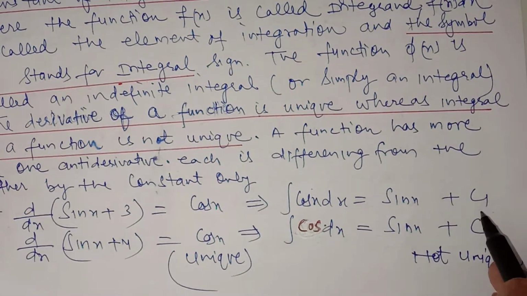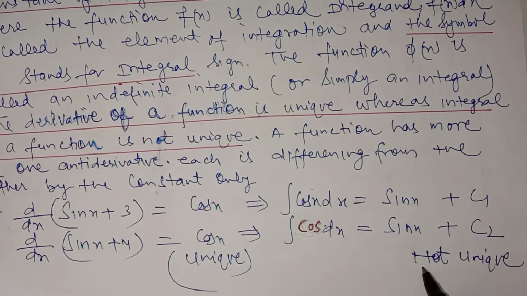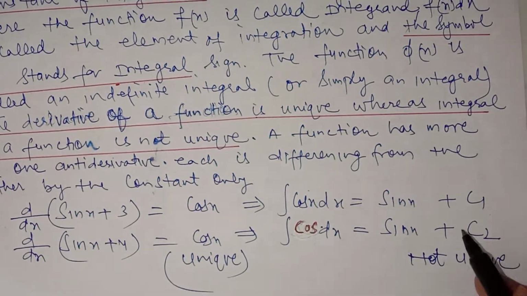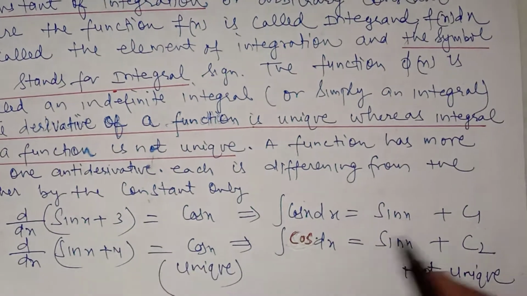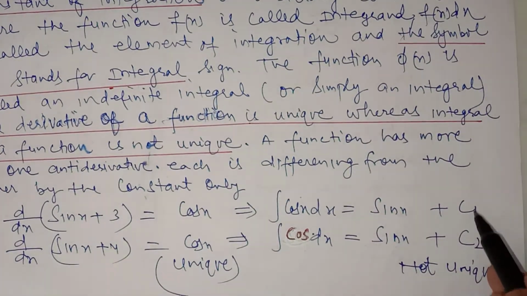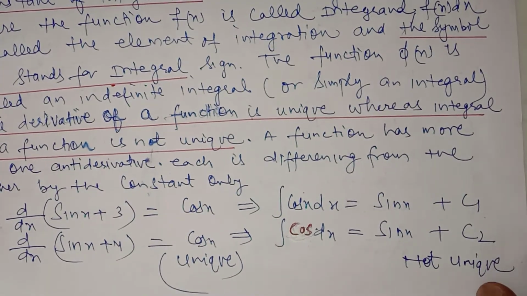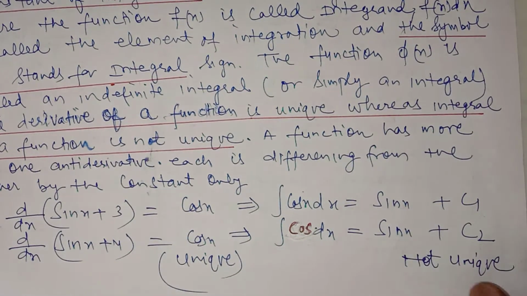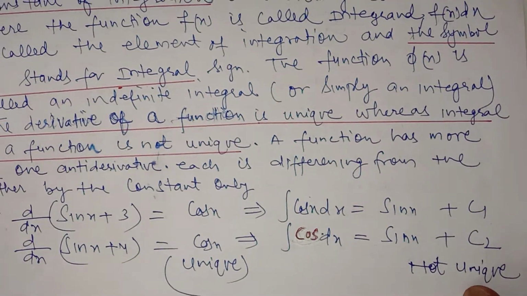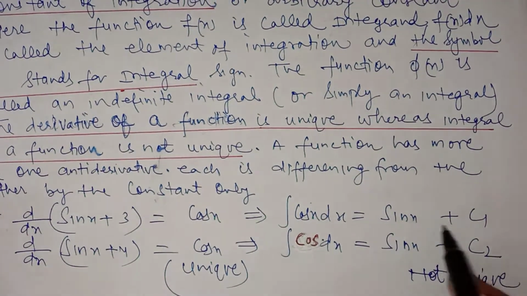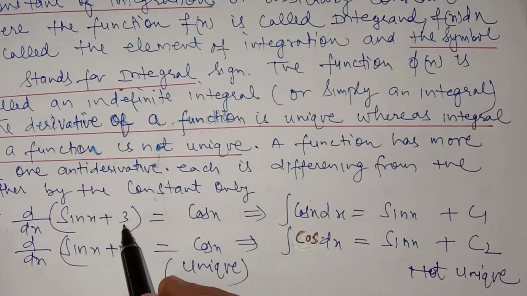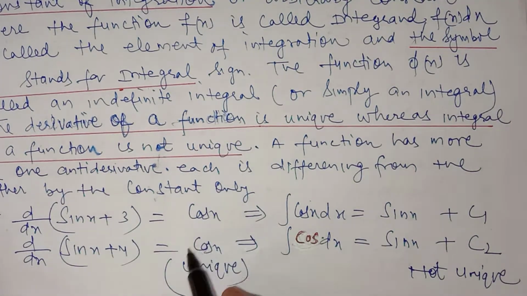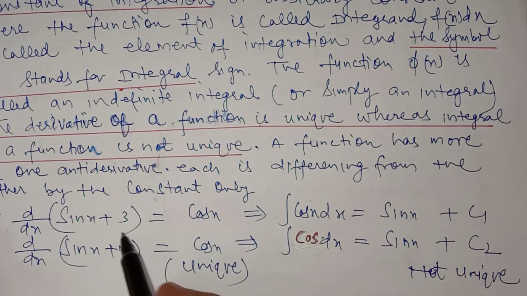This is why we are saying that the integration of a function is not unique, and because we are not getting this constant, that is why we are putting this c1 and c2, the constant of integration, and that is why it is known as the indefinite integral, because the integration of the function is not unique. I'm again telling you why we are putting this constant: the derivative of this function is cos x, and when I find the integration of this function, I'm not getting this 3.